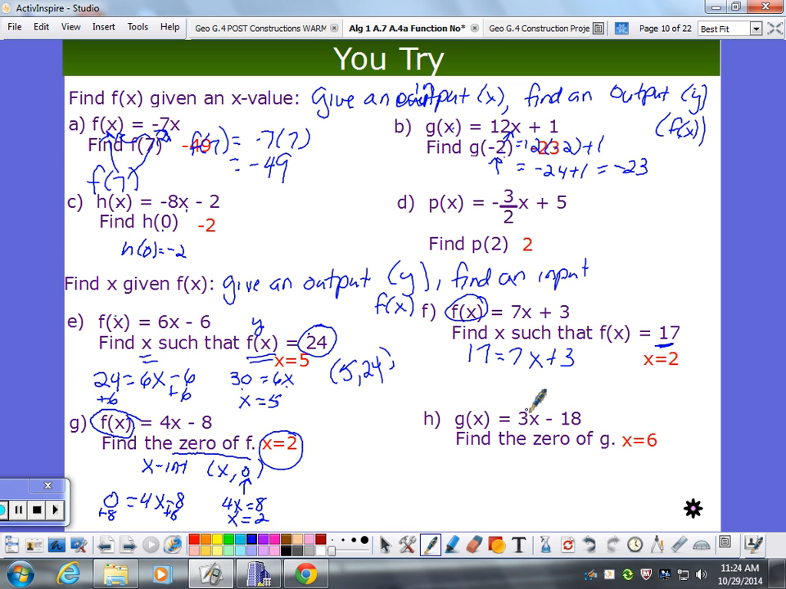So Ryan, what am I going to do to find the 0? No, this guy becomes 0. Your output is 0 because a 0 is an x-intercept. That means your y value or your output value is 0. Questions?